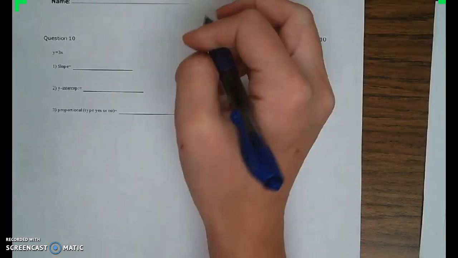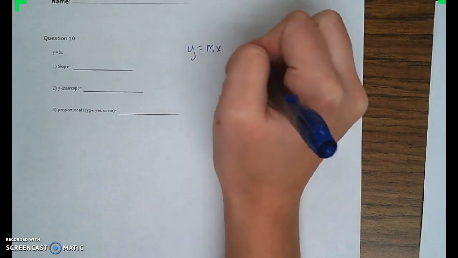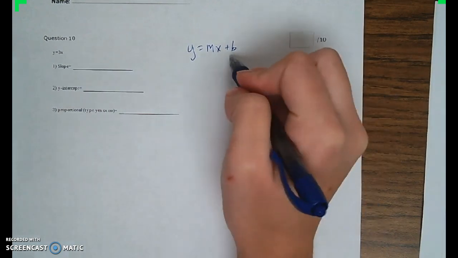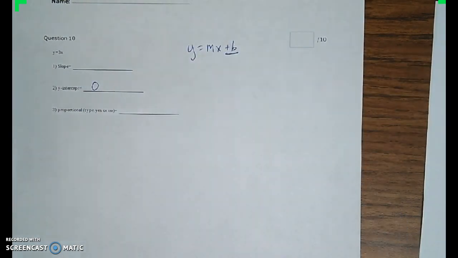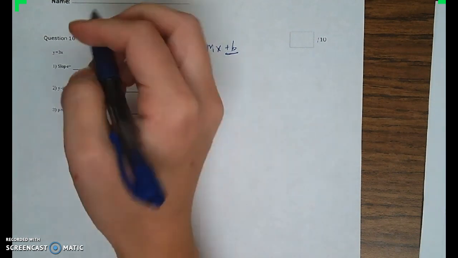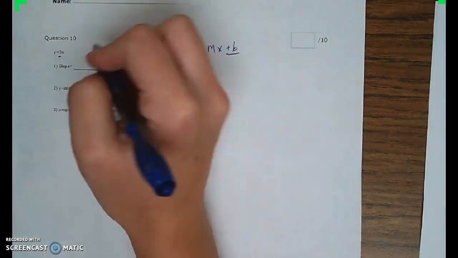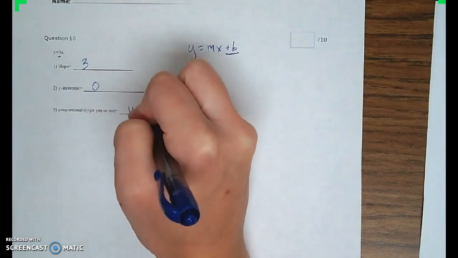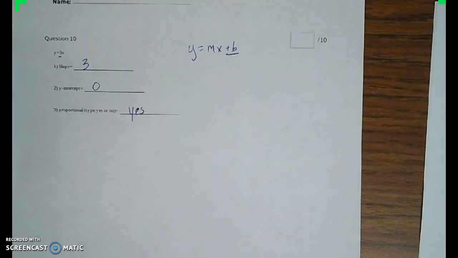Number 10, very similar here. We have y equals just mx. We can look at it plus b if you want, but when you don't have a b written, it just means that your y-intercept is going to be 0. Now our slope here is still going to be the number before x. In this case, that's going to be a slope of 3. And then is this proportional? Yes, this is proportional because our y-intercept is at 0. We do not have that listed on our equation.